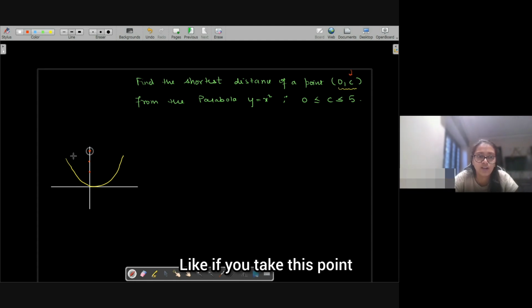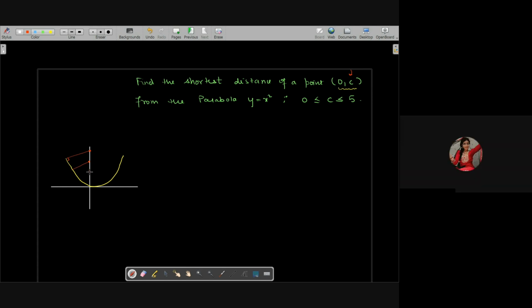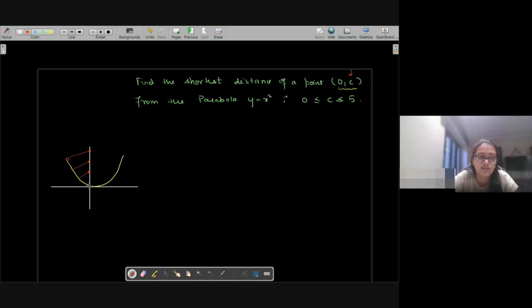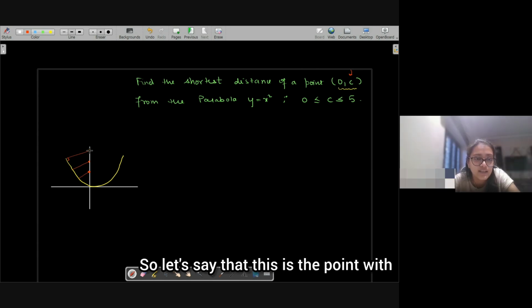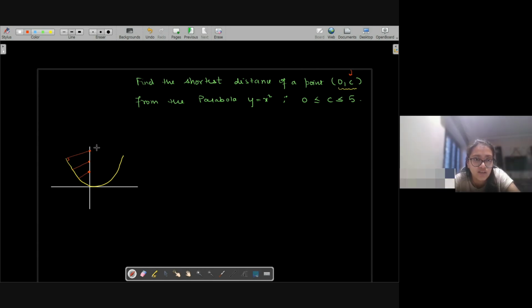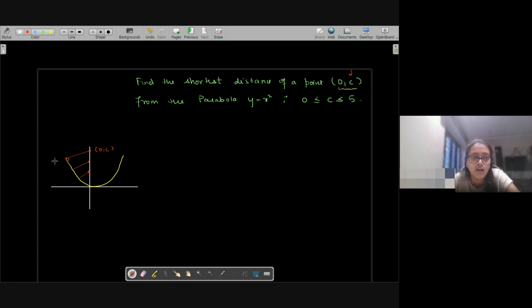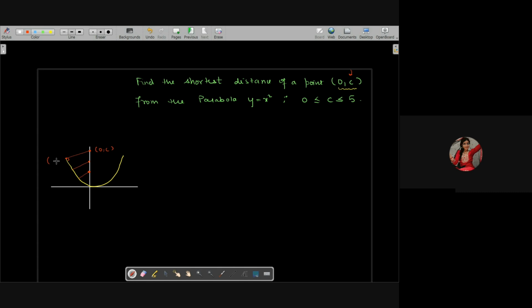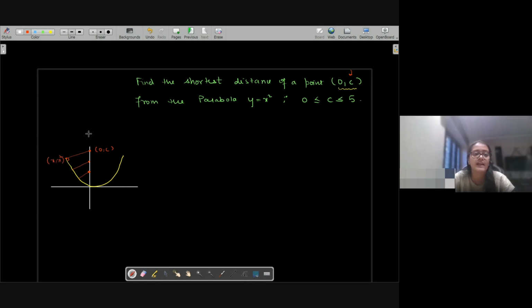That means the value which will have the shortest distance from this parabola. Like if you take this point, its distance is this. If you take this point, the distance is this. We always take the perpendicular distance. So let's say that this is the point with the shortest distance. It's 0 comma C. And any point on the parabola will be of the form y equals x squared. So the coordinates will be x comma x squared.